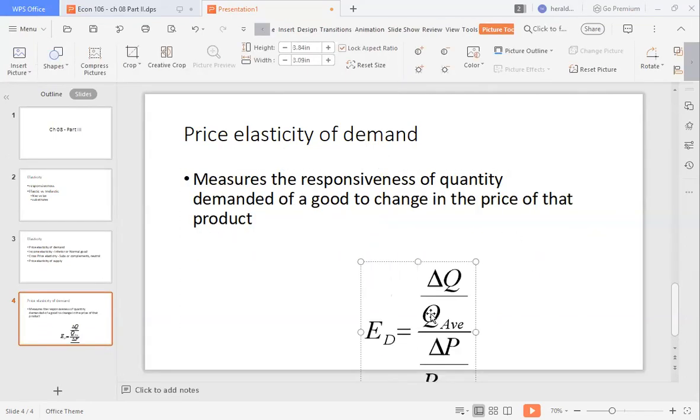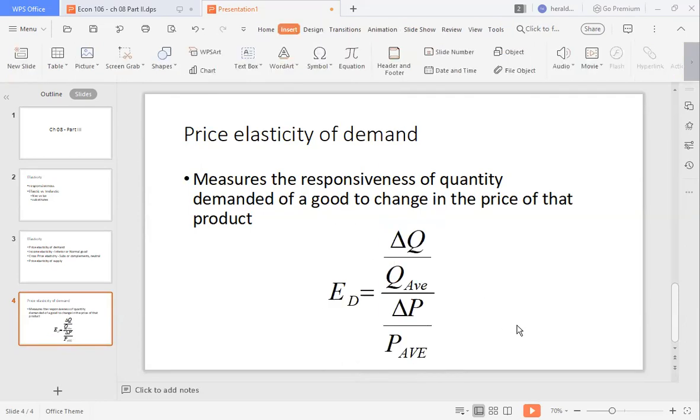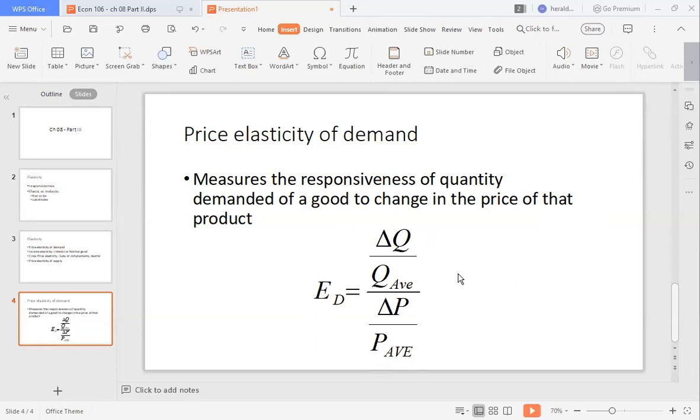So again, in your introduction to elasticity, we first used the midpoint method. We have a percentage change in Q, which is a ratio of the change in Q and the average of Q, over the change in P and also over its P average. So getting the price sensitive demand using the midpoint method is just the change in Q over the change in P.